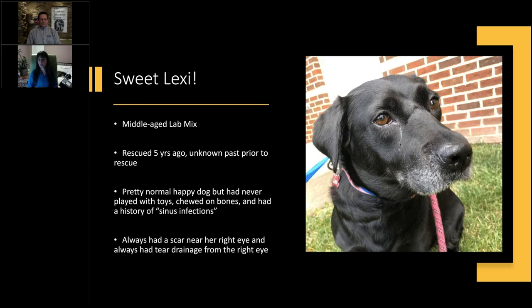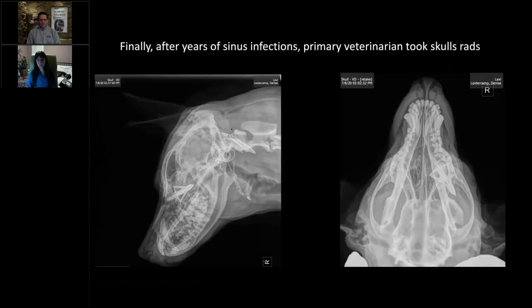So it was never really a big thing, but he did notice that she had these chronic quote unquote sinus infections. So I'm guessing nasal discharge, sneezing, things of that nature. And she always had some tearing discharge from just her right eye. So that's kind of her history. Now, at some point, these quote unquote sinus infections became so bad that her vet took just a 2D x-ray of her skull. And that's what he found.